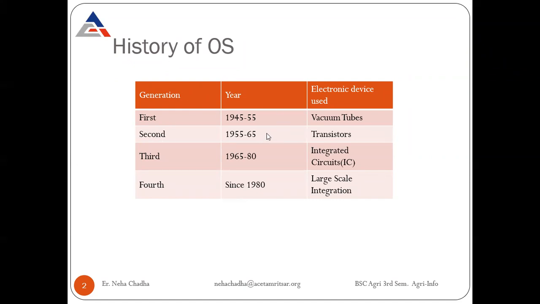There are four generations. First, from 45 to 55, vacuum tubes were used. In the second generation, transistors were used. Then in the third generation, ICs were used, that is, integrated chips or integrated circuits. In the fourth generation, large scale integration was used, and nowadays very large scale integration is used, that is called VLSI.